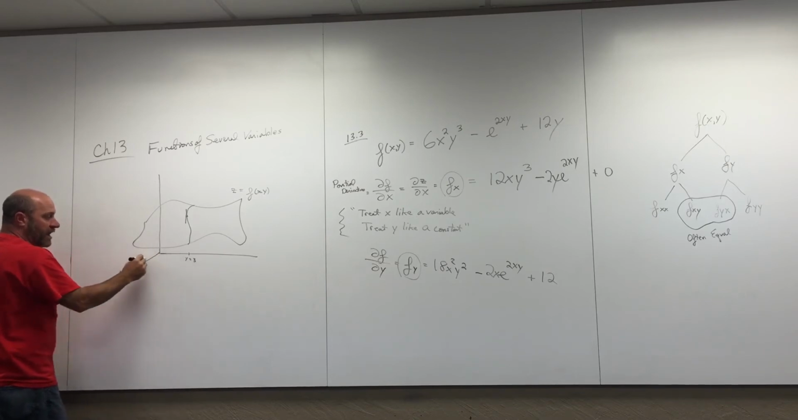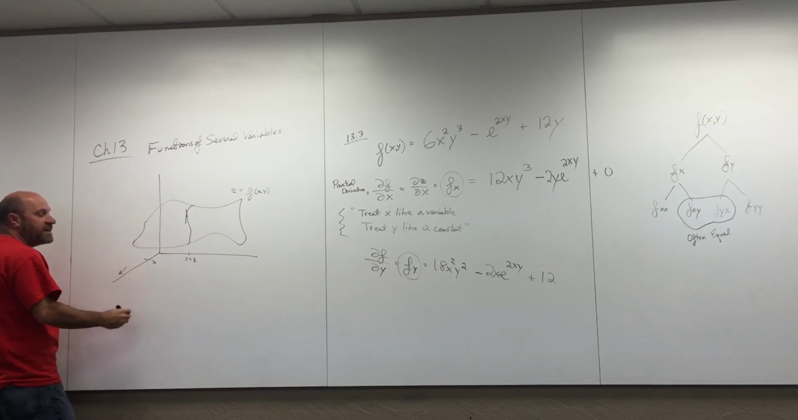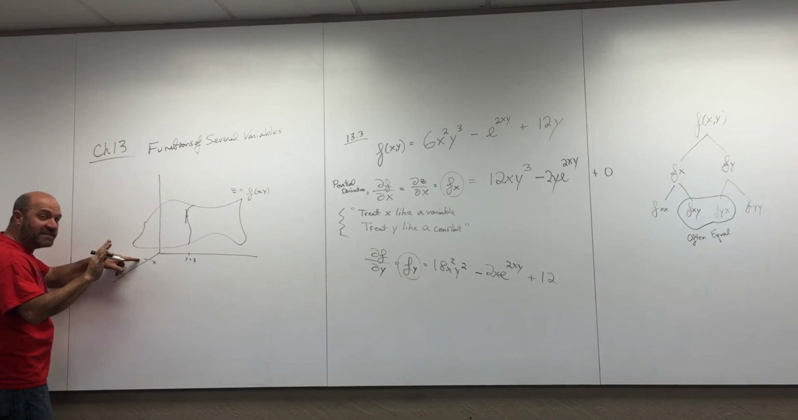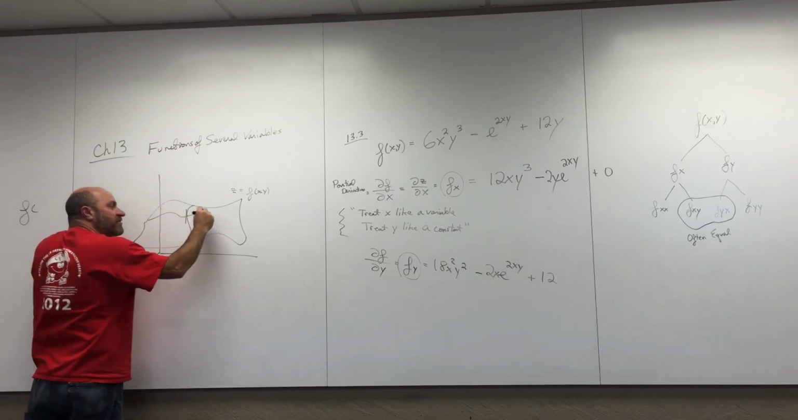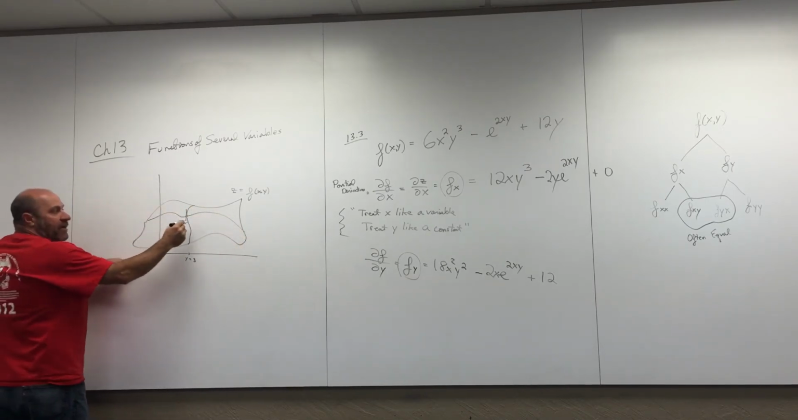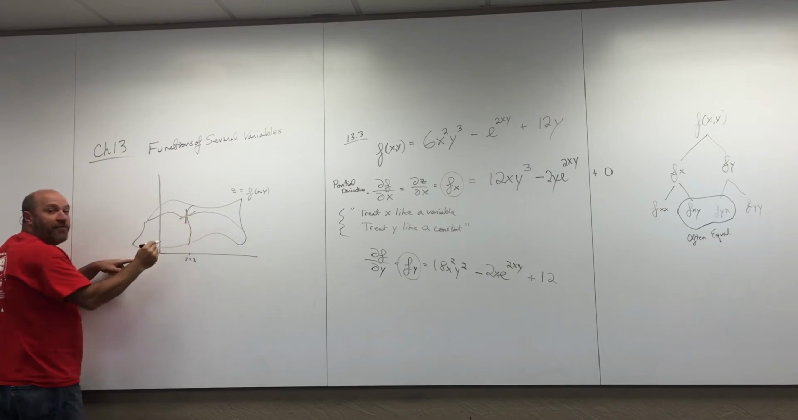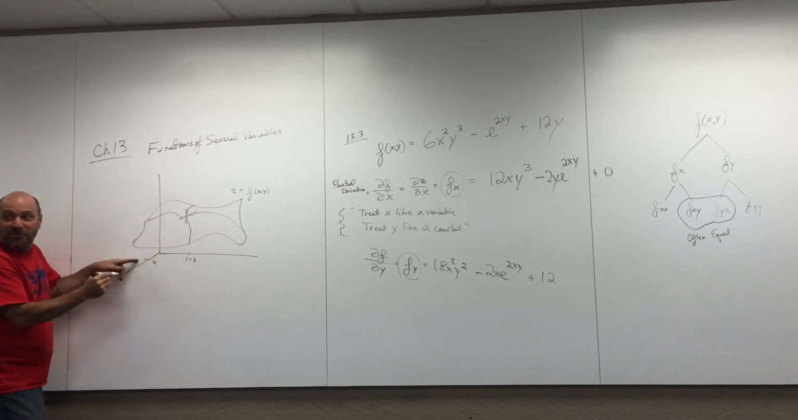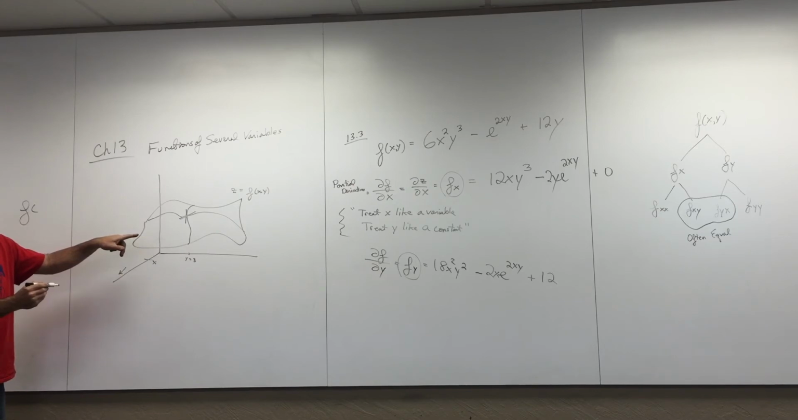I could also cut it at some x. If I cut it at some x, that means hold x constant. Let y be the variable, and then I could calculate the slope in the y direction. Now the book has beautiful pictures, but this ain't a bad one.